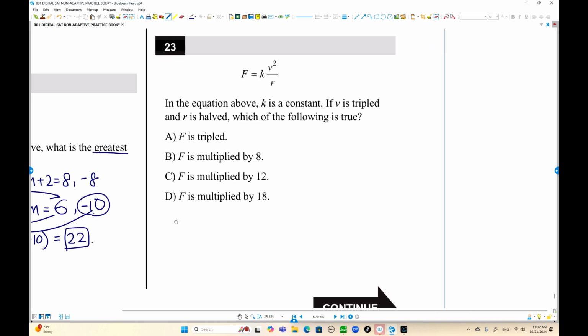Here is number 23. K is a constant, the division triple, the R is hard. Which of the following is true? You can use, for convenience, any plug-in number, that is better, I think. Okay, the easiest one, B equals 1, R equals 1, right? At this time, K equals how much? F equals K.